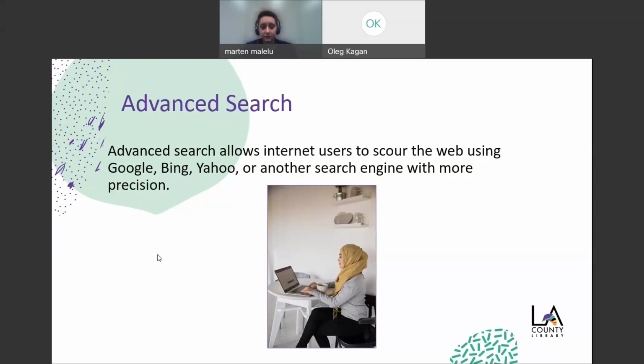With advanced search, you can search the internet. We're going to focus on Google today, but the things we talk about can be applied to any search engine you're using. Even on other websites, like if you search on Etsy, you might be able to use these things. Just a lot of places where you do a search, you can use what we're going to talk about today. All right, let's go to the next slide.